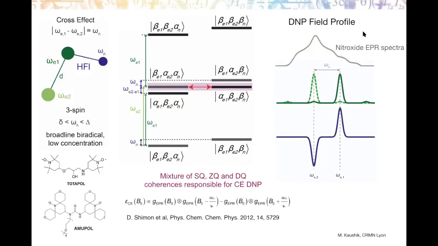If we look at the DNP field profile and compare it with the nitroxide EPR spectrum, we notice that the two electron spins that are involved in this process must be separated by the nuclear Larmor frequency. And those are the positions where we get maximum positive or maximum negative enhancements.